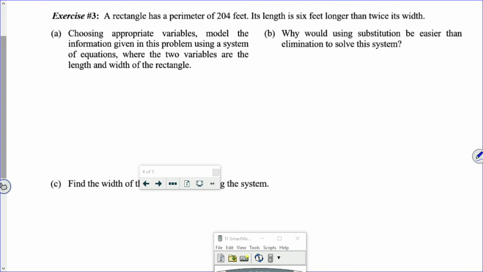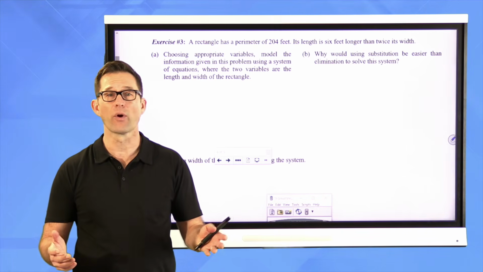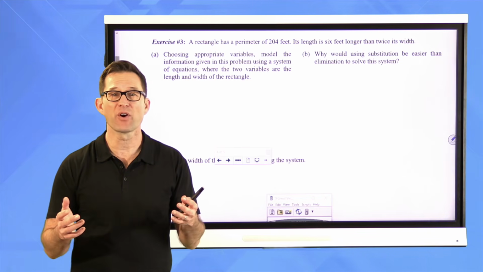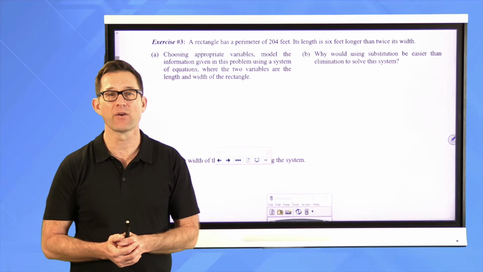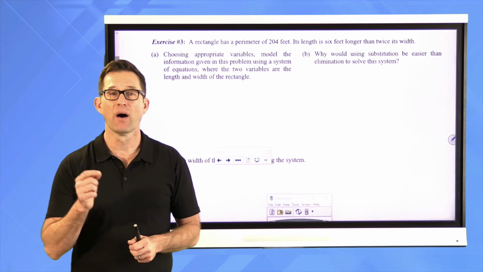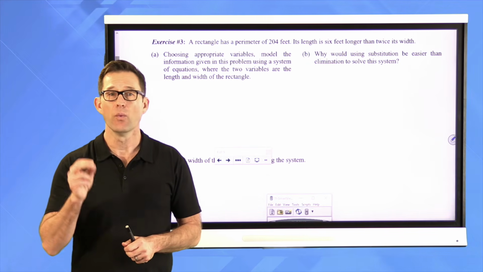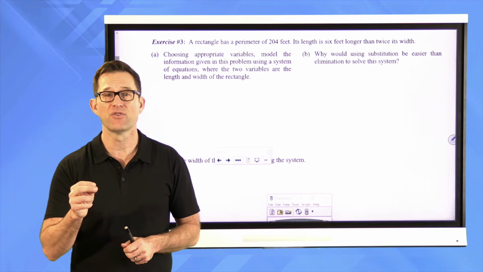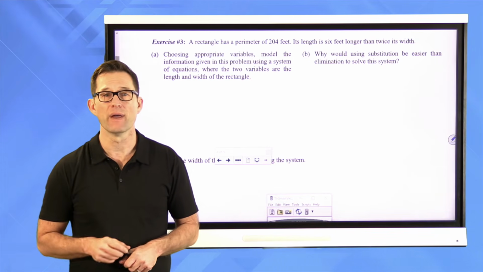Letter A, choosing appropriate variables, model the information given in this problem using a system of equations, where the 2 variables are length and width of the rectangle. All right, so go for it, right? Use appropriate variable names. I think you can probably figure out some good ones, right? And then model the information that they gave you with 2 equations and 2 variables. Pause the video now.